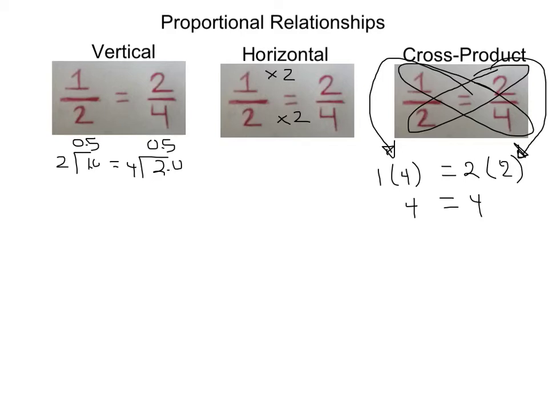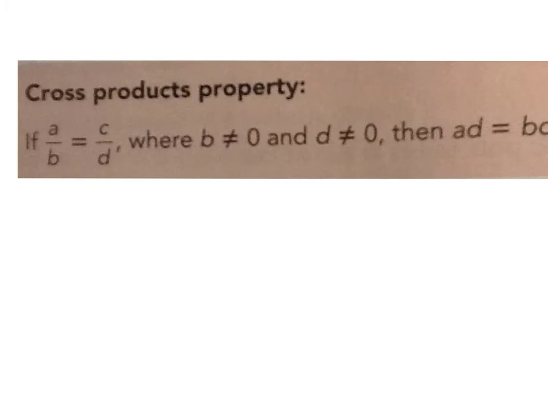So numerator of one fraction times the denominator of the other equals the denominator of one fraction times the numerator of the other. And that is a relationship that all proportions have. It's called the cross product relationship. Please take a second to pause the video to make sure you have the cross product property in your notes.